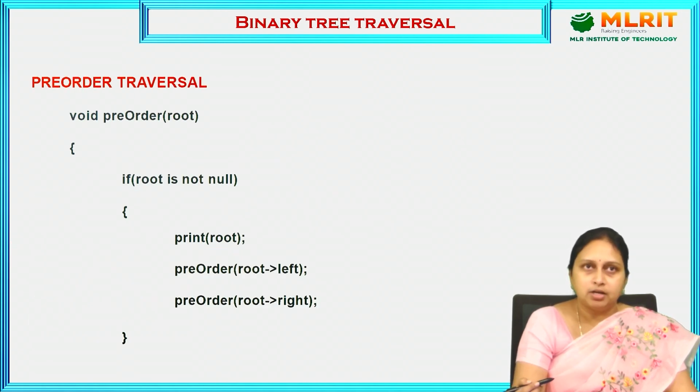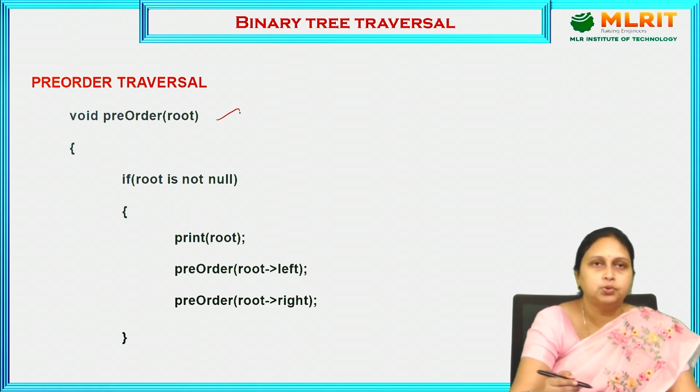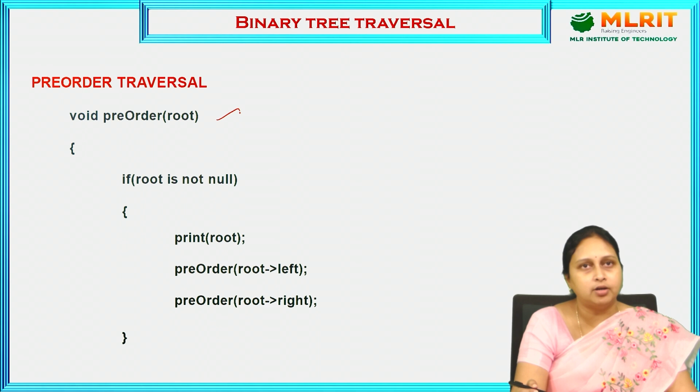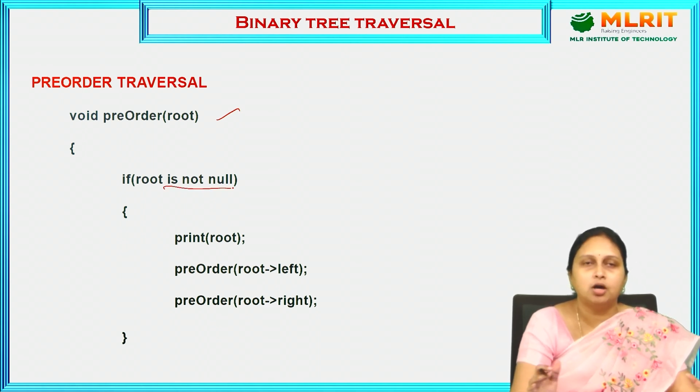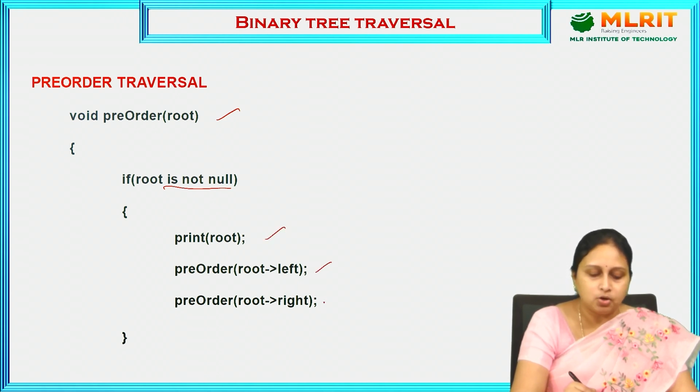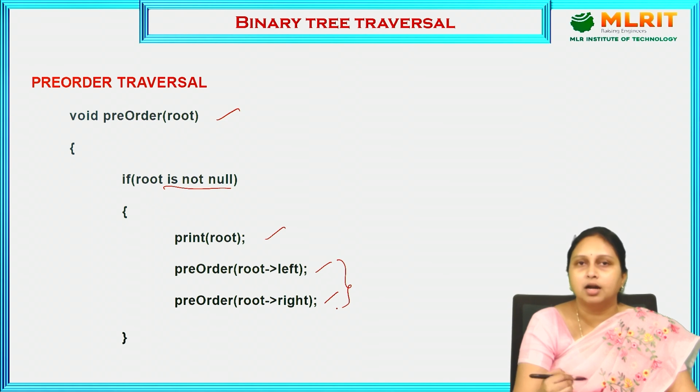In a similar way, we have the pre-order traversal algorithm. First, we have a function called pre-order where you pass the root node. And here, root is not null means you are going to have a tree with some address. In the same way, we are going to visit the root node first, and the pre-order and post-order traversal functions are going to be called recursively.